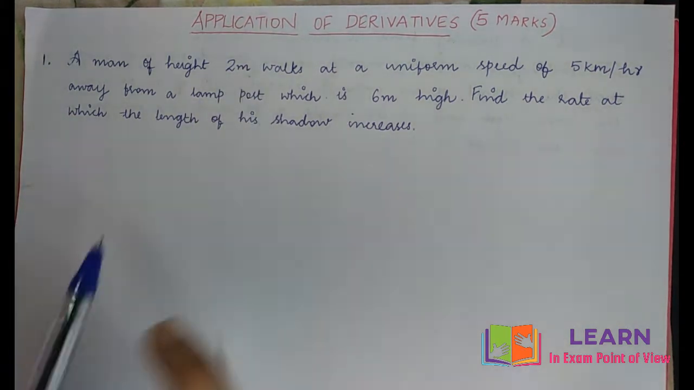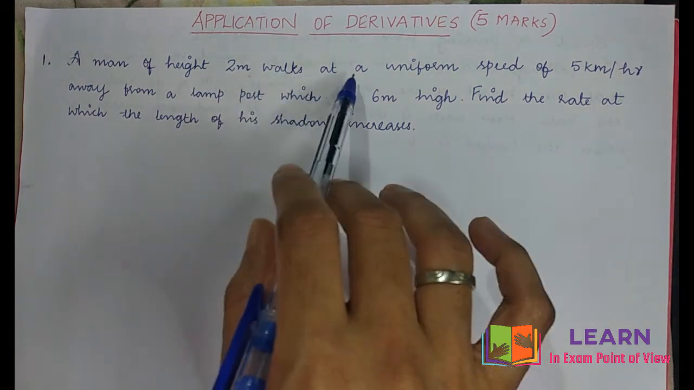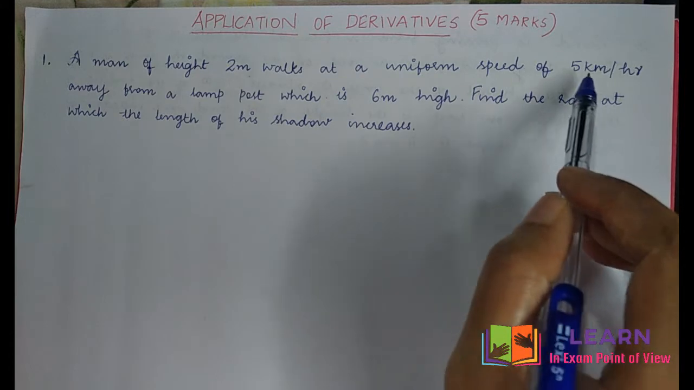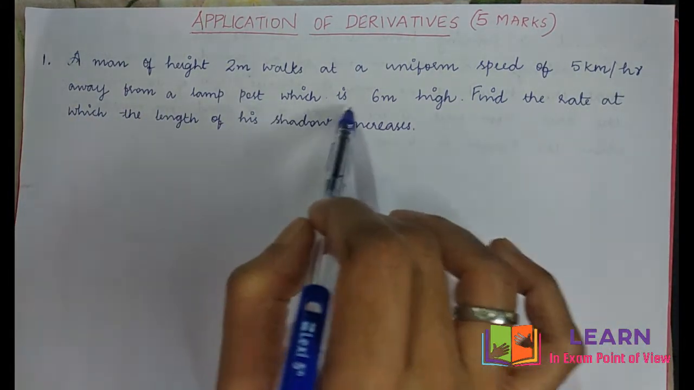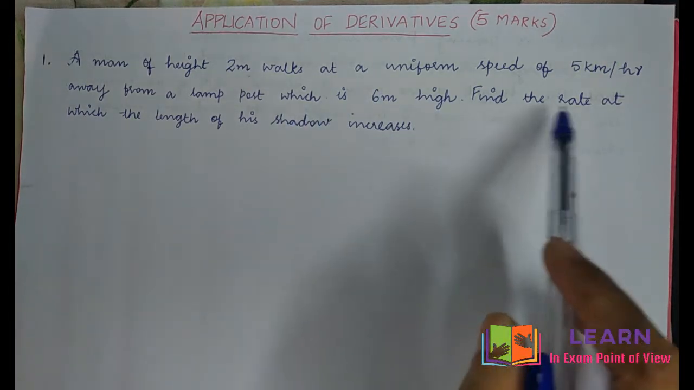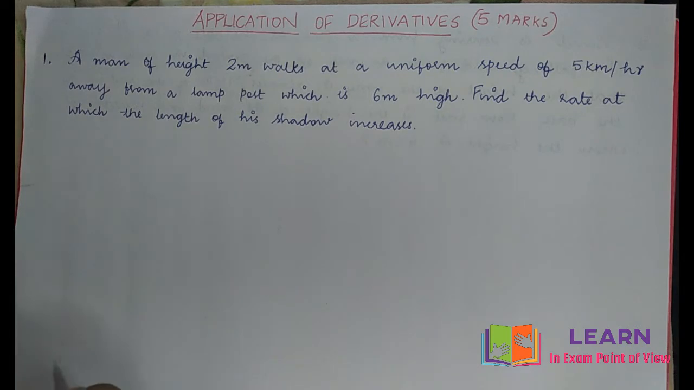So, first question. A man of height 2 meter walks at a uniform speed of 5 km per hour away from a lamppost which is 6 meter high. Find the rate at which the length of his shadow increases.